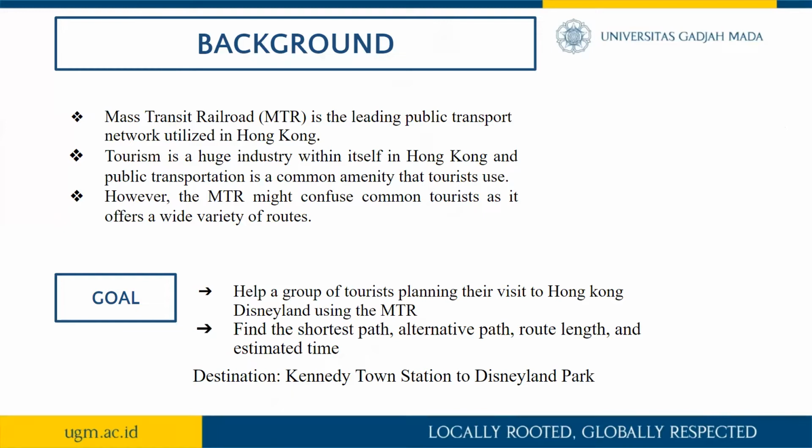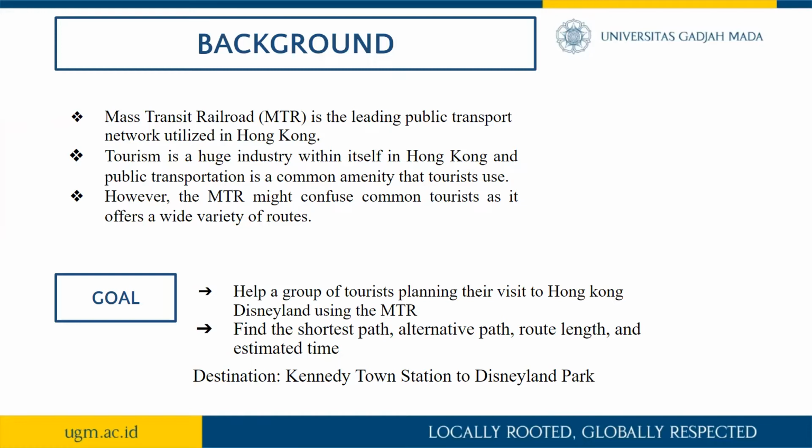Tourism is a huge industry within itself in Hong Kong, and public transportation is a common amenity that tourists will use to traverse around due to its quickness and affordability. An example would be the Mass Transit Railway network in Hong Kong. However, this might confuse the common tourist as it offers a wide variety of routes.